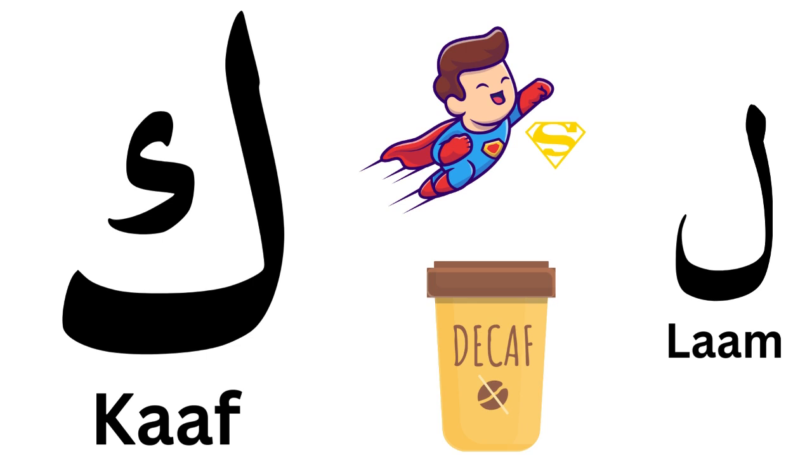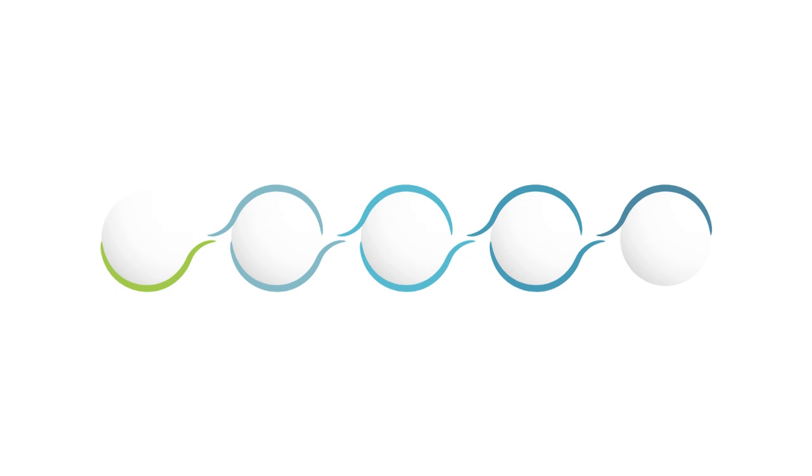Another letter similar to lam, but the bottom is a bit more squared off instead of round, and it has a little S, like a Superman, there. This letter makes the K sound in English. Let's say kaf, not a regular coffee, but a decaf, right? This letter is kaf. It's a happy sound, so it's a light sound. The letter kaf.